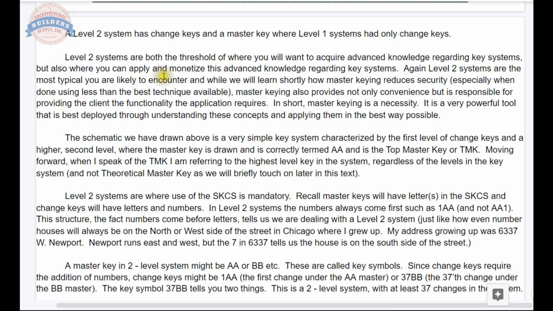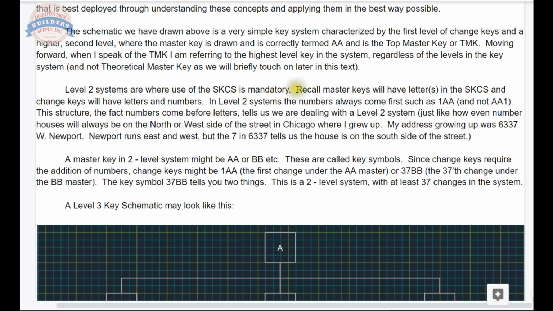Let's move on. Level 2 systems are where use of the SKCS is mandatory. Recall master keys will have letters in the SKCS, and change keys will have letters and numbers. So if you just see... well, you know what? That's not actually true. What I mean by that is you can have the 35th master key, and that's going to have a number between the letters.